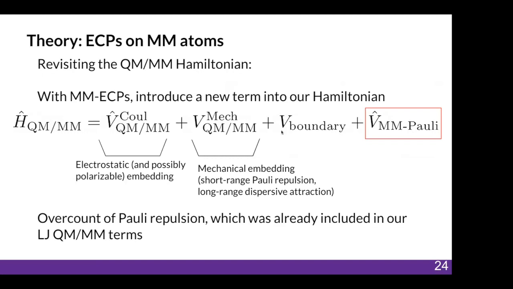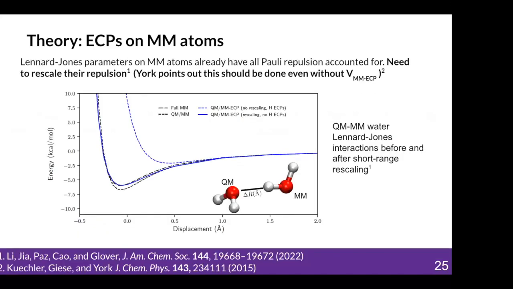But wait, that Pauli repulsion is actually already supposed to be taken into account by the Lennard-Jones short-range terms. And so there becomes an overcount of Pauli repulsion that is included with most force fields that people use out of the box for QM/MM dynamics. And so this necessitates a scaling for repulsion.